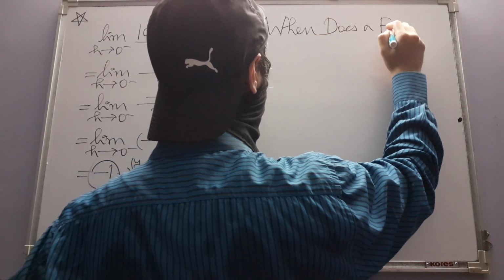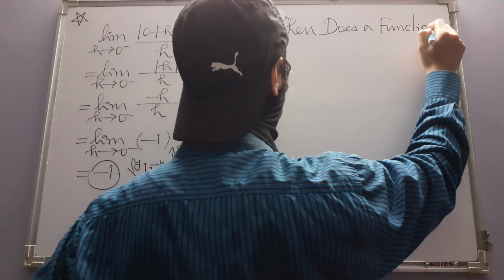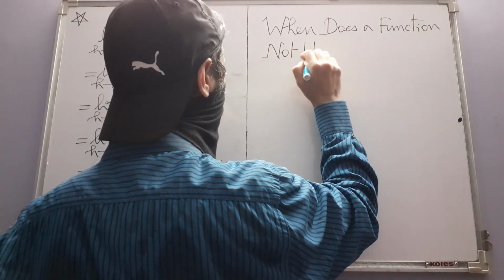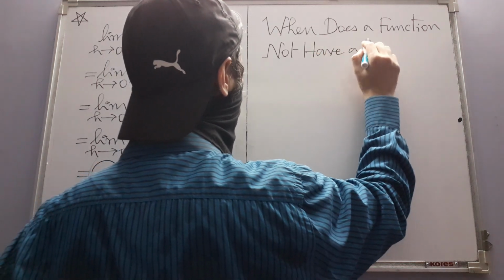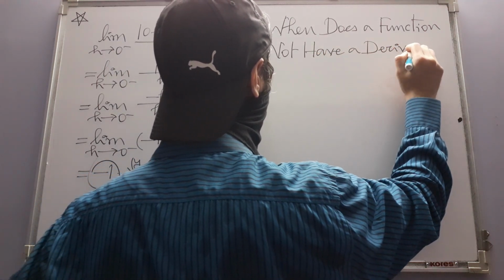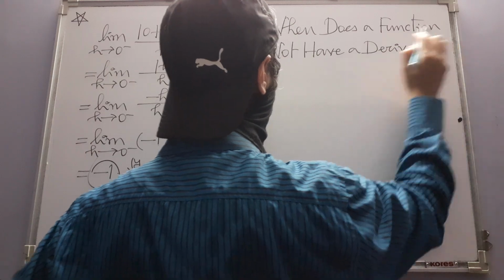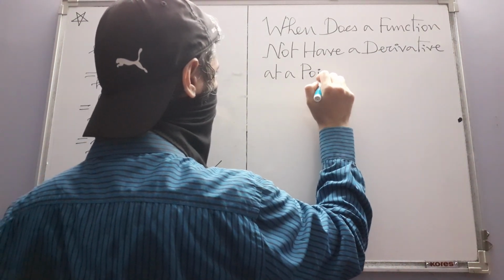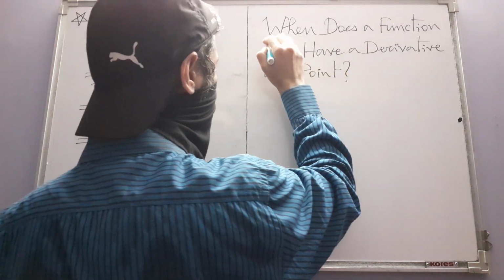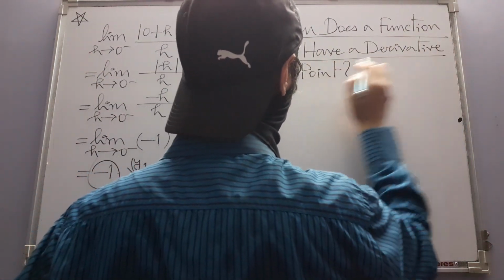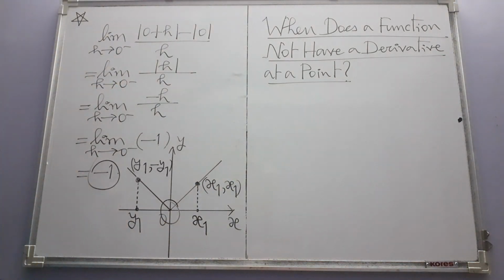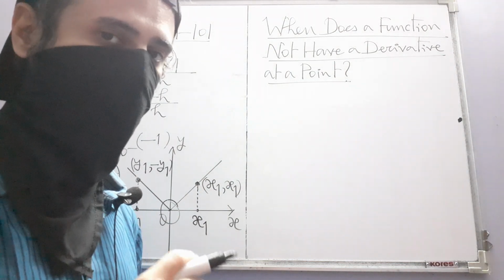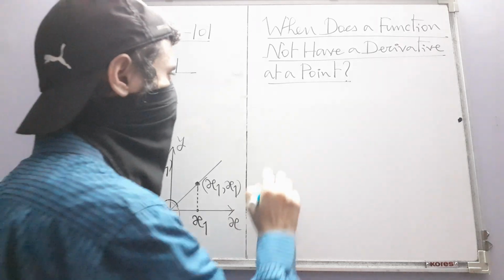When does a function not have a derivative at a point? We know how to figure out whether a function has a derivative or not geometrically.